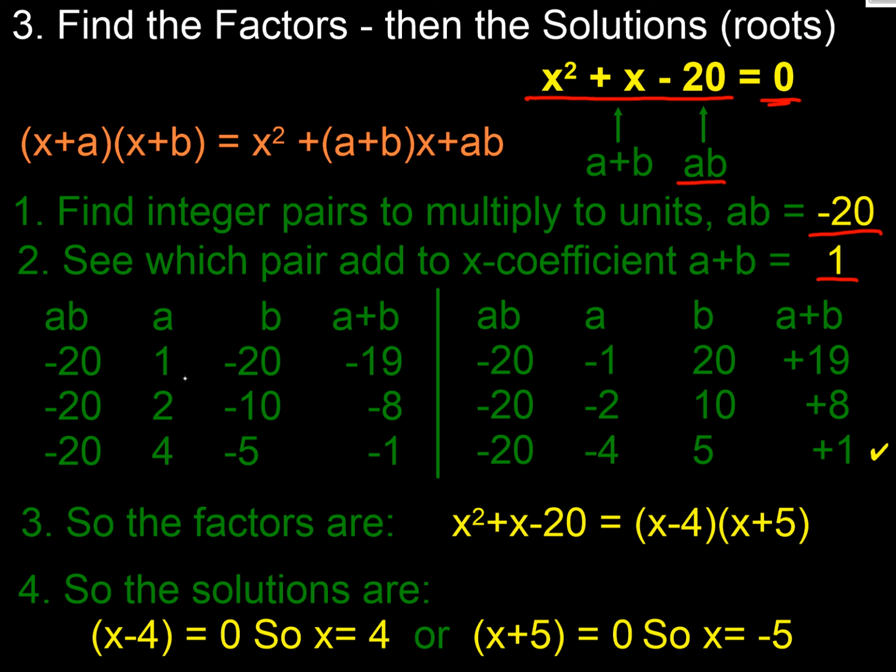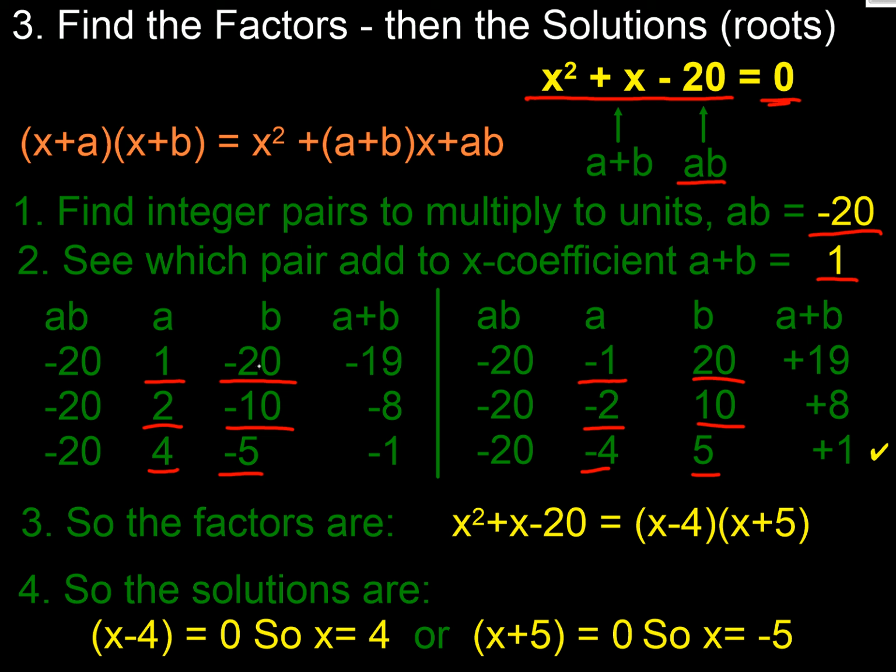Multiply out to minus 20, so I've got 1 and minus 20, I've got 2 and minus 10, I've got 4 and minus 5, I've got minus 1 and 20, minus 2 and 10, minus 4 and 5, and they're the only integer pairs that I can use. So that's the complete set of options.